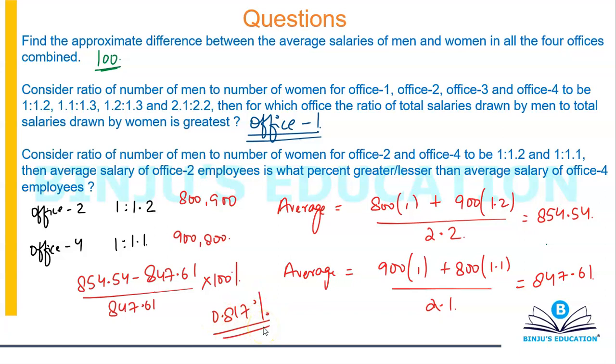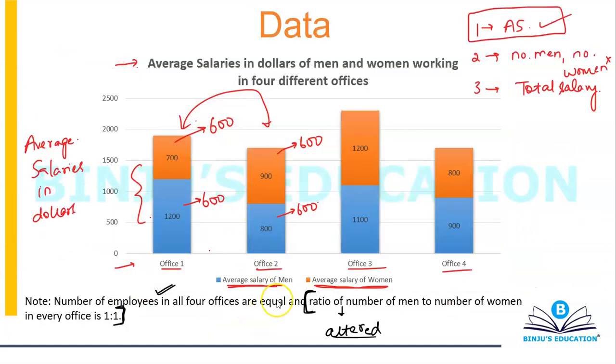Bit calculative, bit lengthy, but this is something that you need to know. The question can be made more difficult, no denying that. If I change this part also, so that the total number of employees are not equal, this would become a bit more lengthy than what we have done in this video.